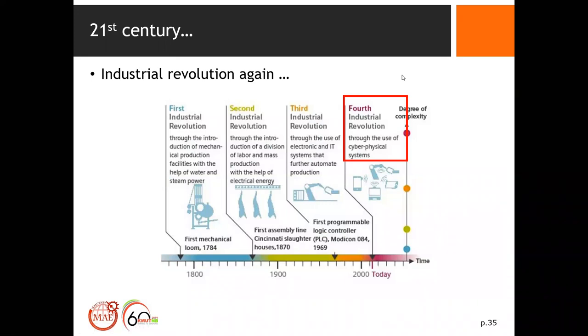And we come to the fourth industrial revolution. And we are now in the year 2020 over here, right? Before I talk about the fourth industrial revolution, I would like to go back a little bit. The summary of the third industrial revolution is the use of electronics and IT systems that further automate production. Right, we have division of labor and mass production. We have IT, and we try to replace labor with IT systems and automation.